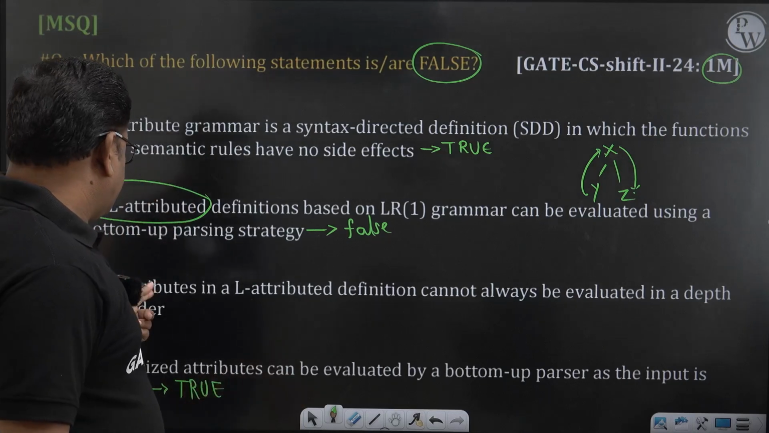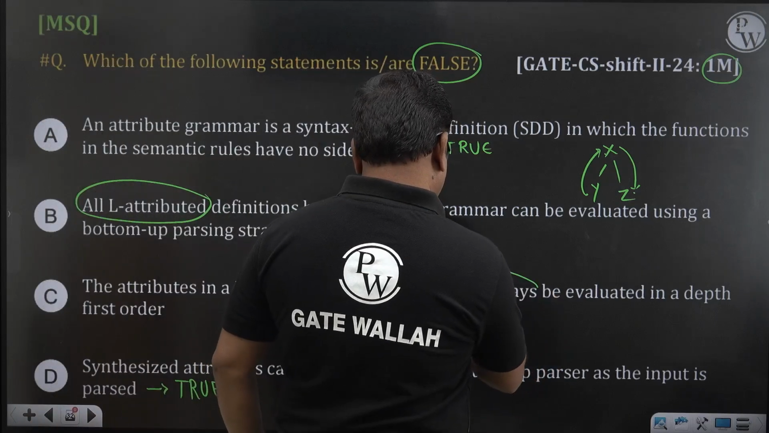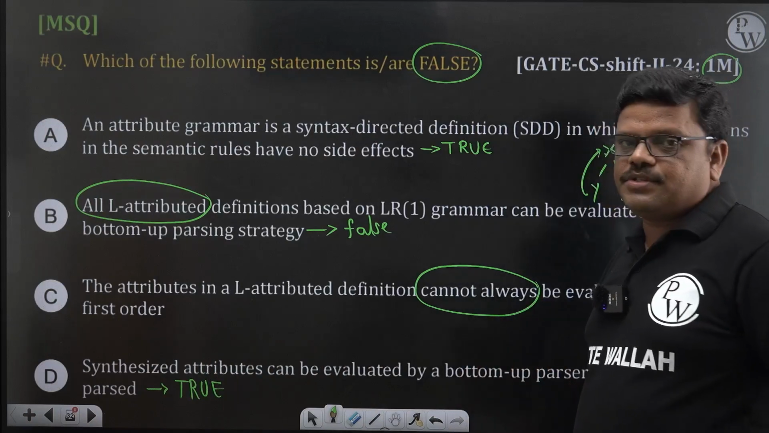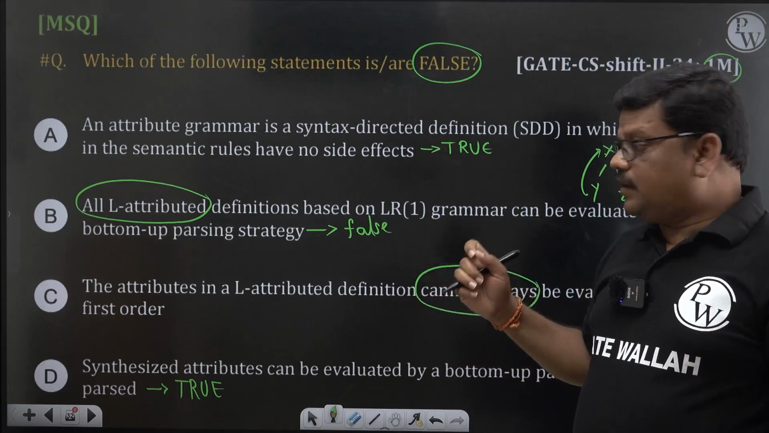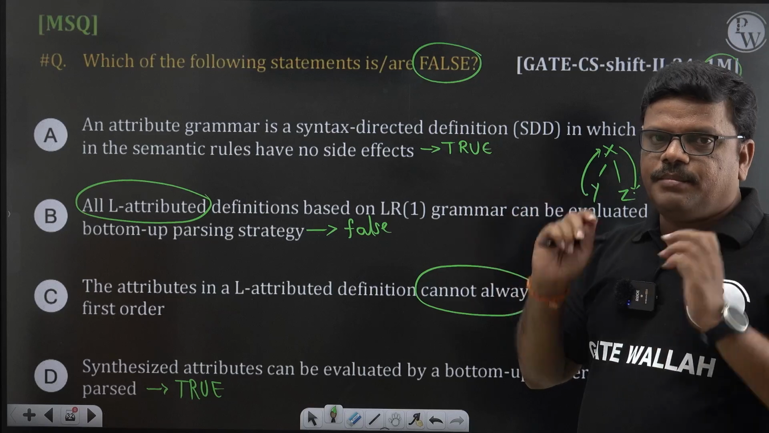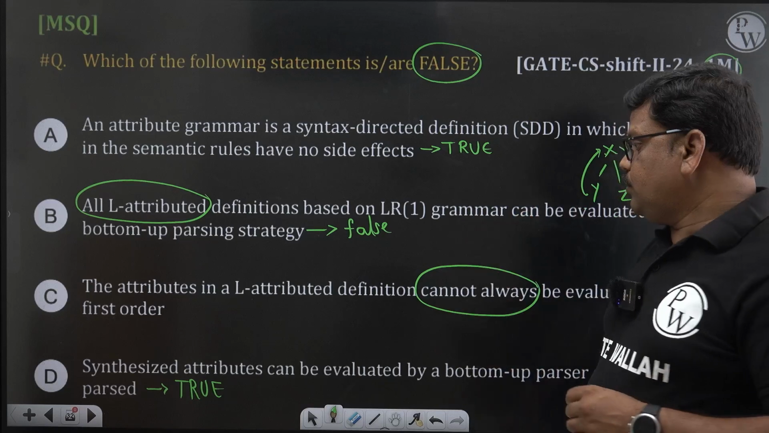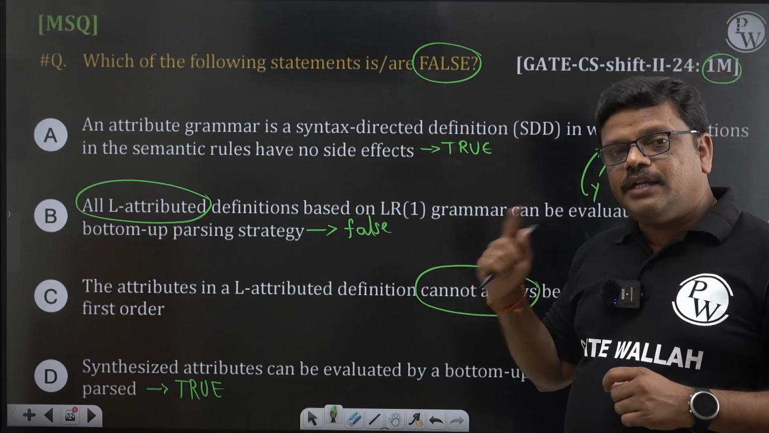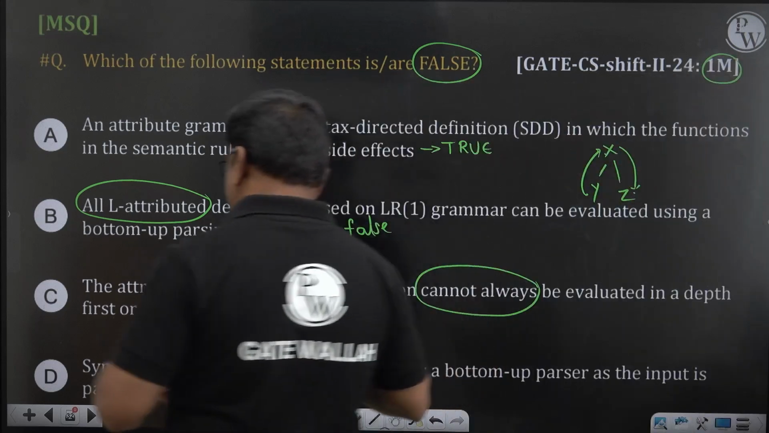Then the attributes in L attributed definition cannot always be evaluated in DFS, depth first order. See, whenever L attributes are there, that is L attributed means inherited attributes. The best way of evaluation of inherited attributes is DFS. So, the L attributed definitions can be evaluated by DFS order, but he is saying cannot always be evaluated. That is why this is also false.